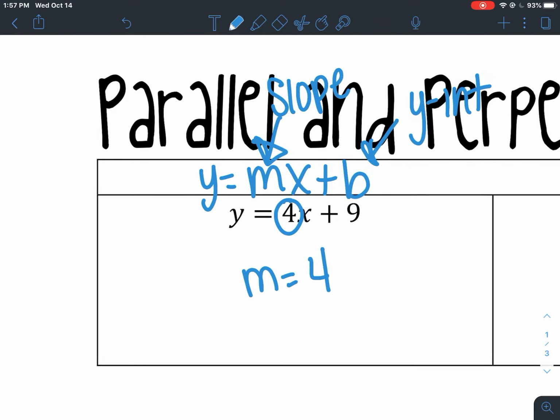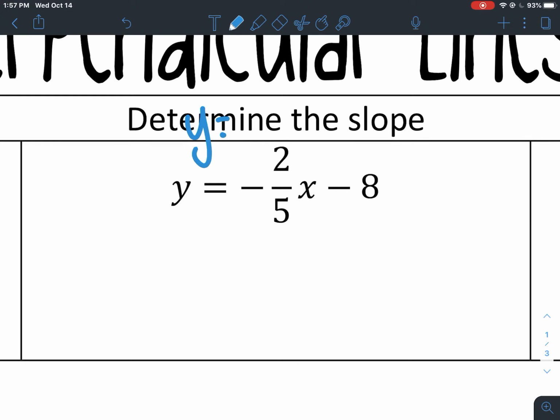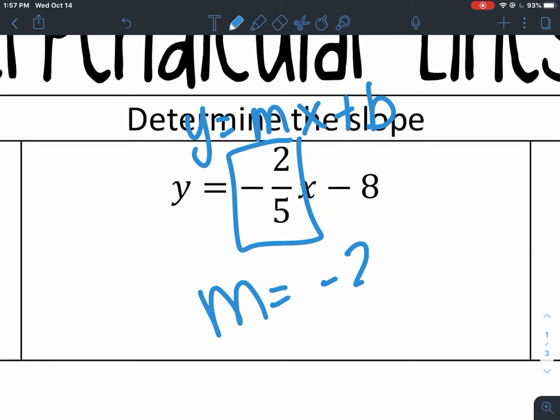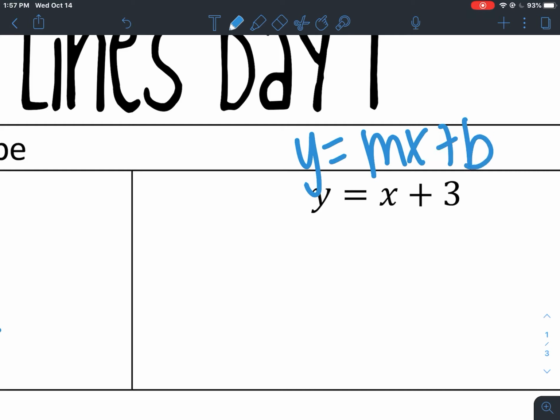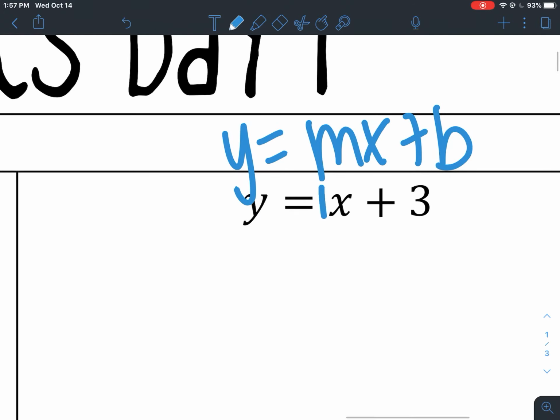So m equals 4. y equals mx plus b, m equals -2/5. And for this one I don't have any numbers there, but if it's just a variable, I can always safely assume that there's a 1 in front of it, because 1 times any number is just going to be itself. Like 1 times 2 is still 2, 1 times 3 is still 3. So my slope is 1.